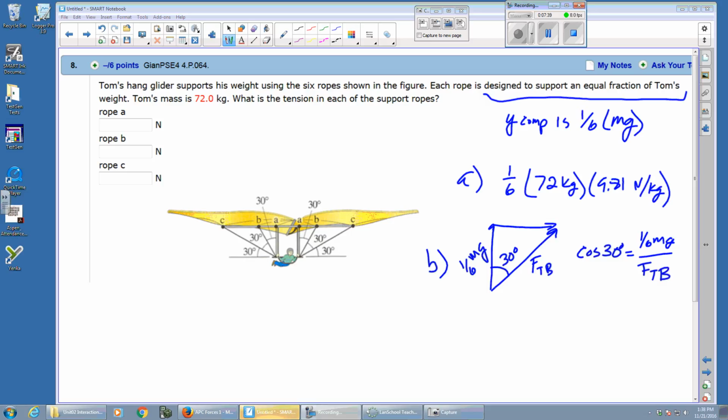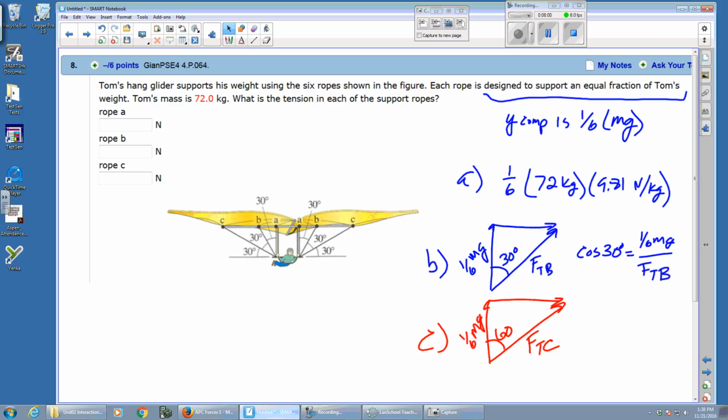And then for C, same triangle really, except 60 in here. And F_TC. And then just do the same. All right? Does that work? Excellent.